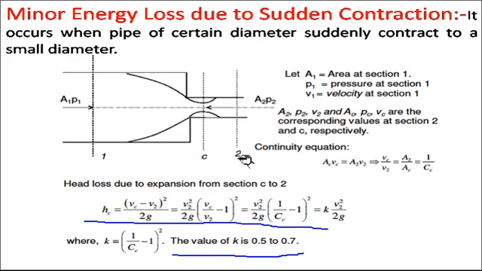Now this is all about the flow through the pipe and the definition of pipe, frictional resistance, and the losses that take place in the pipe.